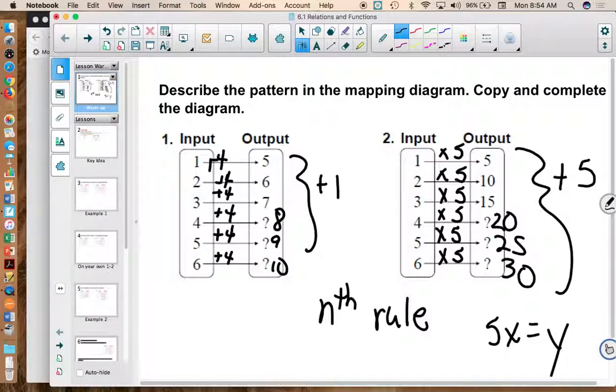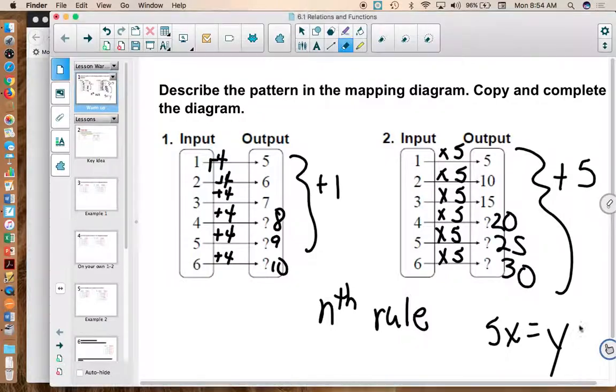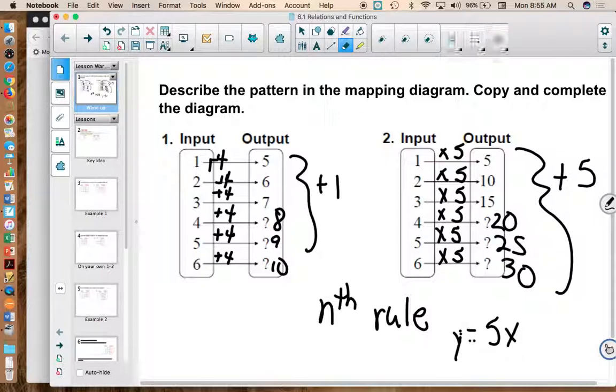You ever seen anything that looks like that? Y equals 5x. If I wrote it that way, what does that remind you of that maybe we were doing before we went on break? Slope. So with that said, could I graph that function? Mm-hmm. I sure could.